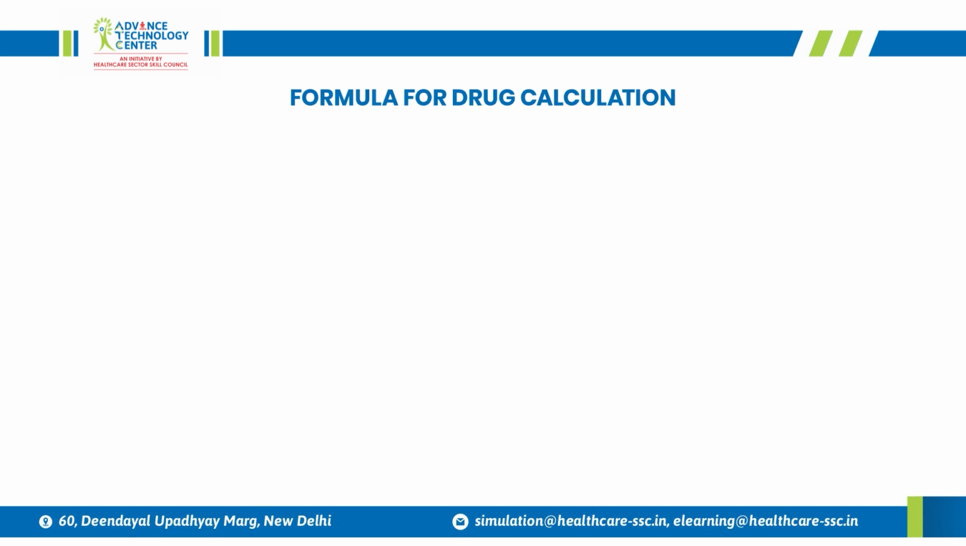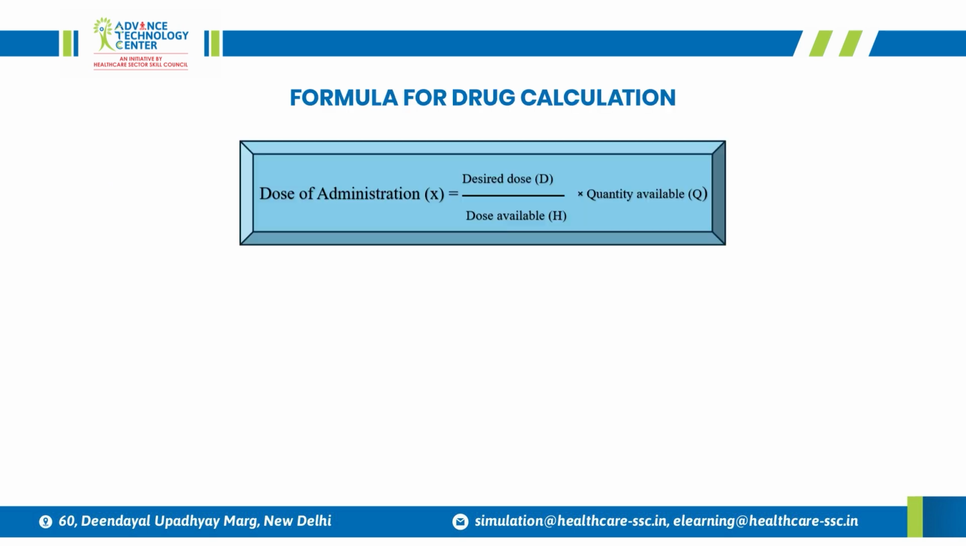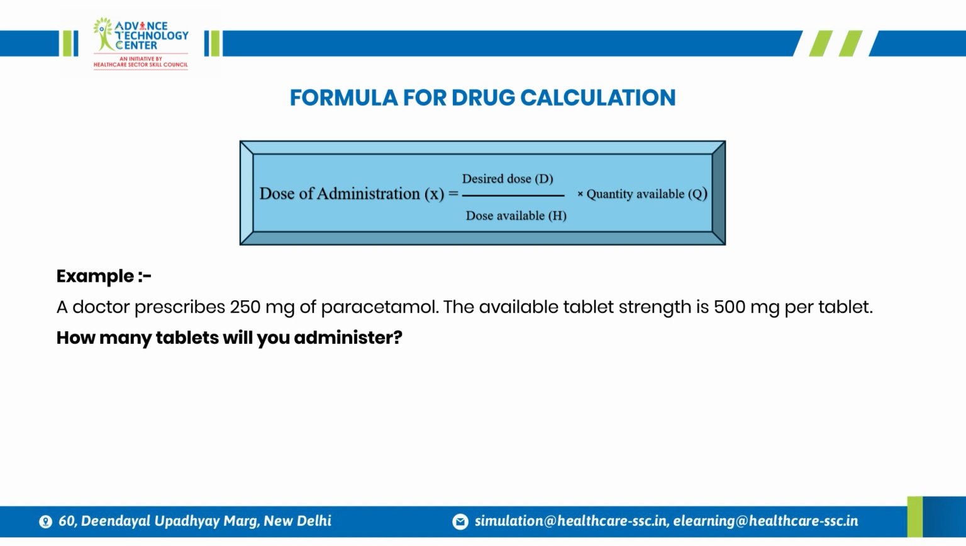Formula for drug calculation. Now the core formula for tablet or medication dose calculation. Dose to administer equals desired dose divided by dose available, multiplied by quantity available. Example. A doctor has prescribed 250 milligrams of paracetamol. If the tablets available are 500 milligrams each, how many tablets should be given to deliver the prescribed dose?